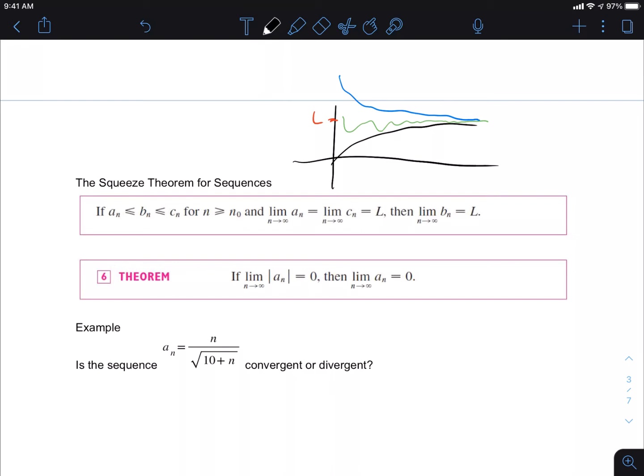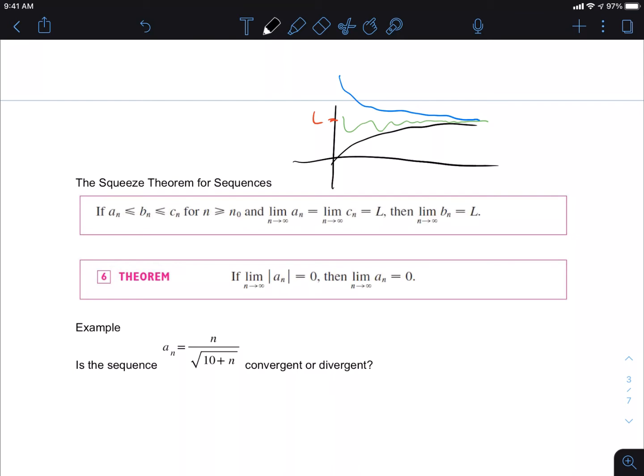Yeah, you're pushing the pieces of bread together, so what's in between the two pieces of bread is going to end up having the same value as the two sequences above and below. Okay, we also have a theorem that says that if the absolute value of a sequence goes to 0, then the limit of the sequence itself will equal 0.